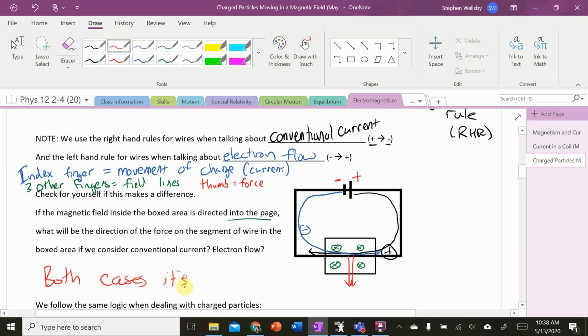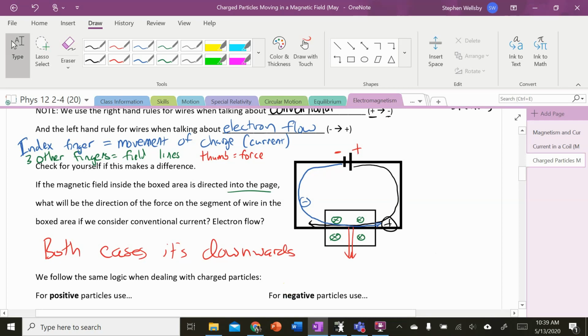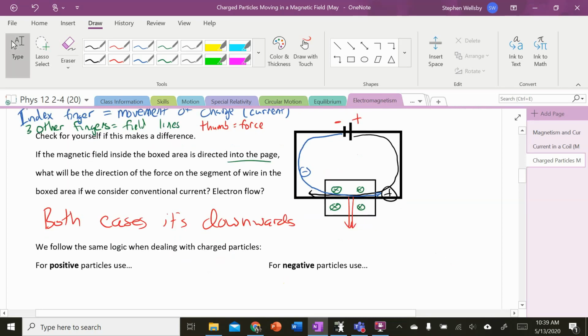And so this tells us that it really doesn't matter if we want to think about conventional current or electron flow, you're going to get the same answer regardless. The laws of physics don't really change in that case, so either way, that's going to be fine. So it doesn't matter. And we can use the exact same logic when we're dealing with charged particles.